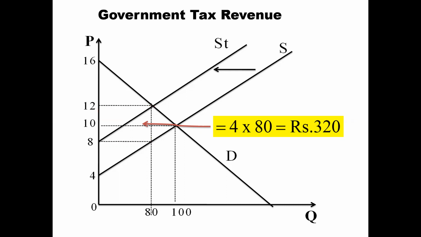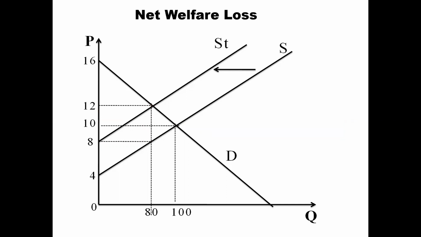Then the net welfare loss. Using the equation, can you calculate it? The triangular area is this. Mark this area. Net welfare loss. And I gave an equation. Using the equation, can you do the calculation?